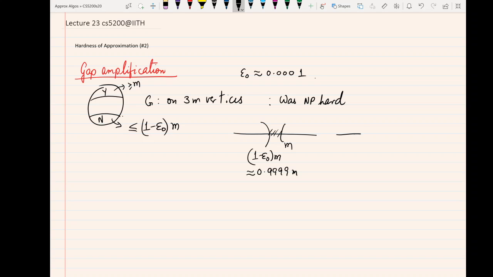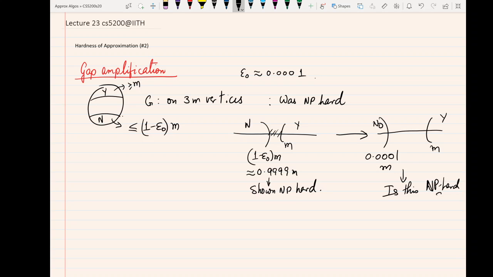But the question that one should be asking possibly is, well, I can't really find cliques in a graph to any good approximation factor. In that case, is it actually true that clique is hard to m versus something like 0.0001 m? So is this problem hard, where the yes instances are here and the no instances are here? Okay. And it turns out that the answer to this is indeed yes.